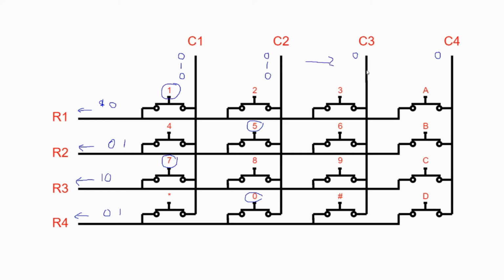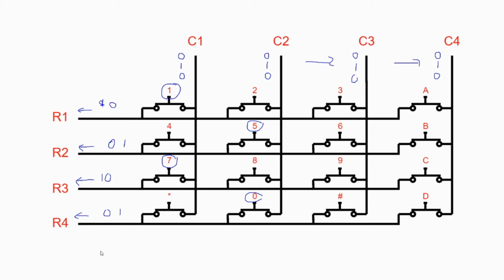Then it's going to move on to column 3. It's going to bring it to 1 and read. If there isn't any, it's going to go back to 0. Then it's going to go to C4. It's going to bring it to 1 and see if there's any activation, reading row 1, row 2, row 3, row 4. If there isn't any, that means none of the buttons are activated.